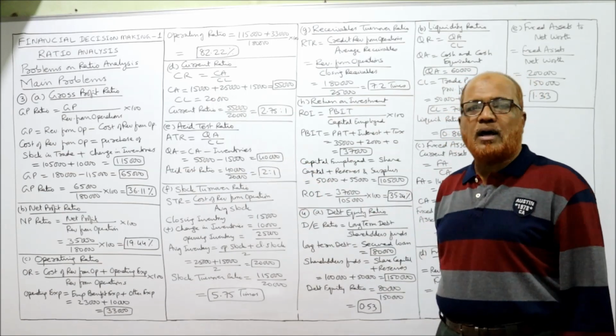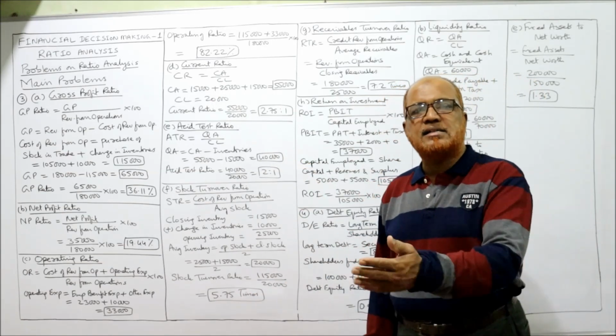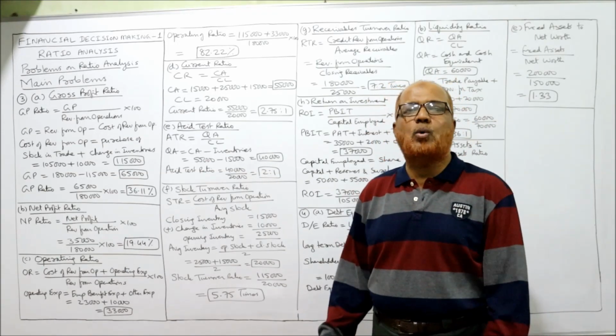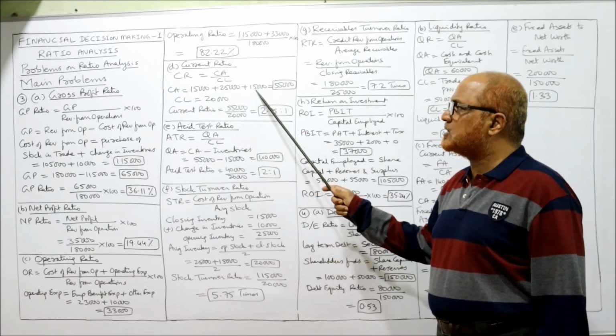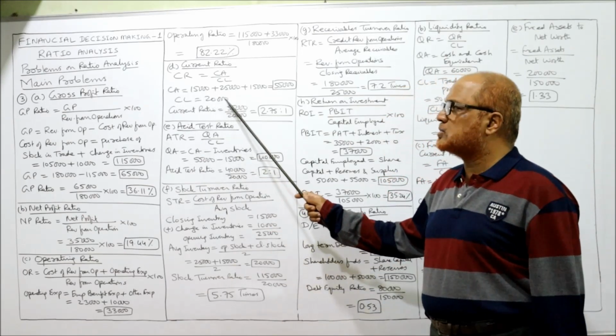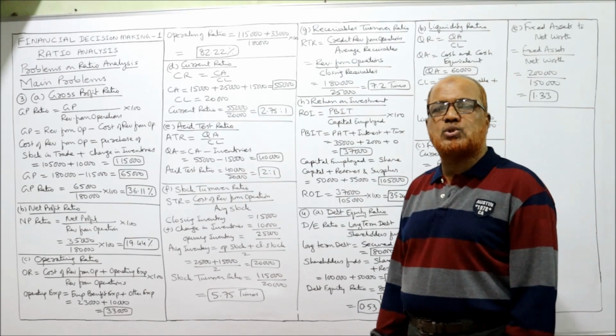Next it is asking you current ratio. Very easy. Current assets by current liabilities. Current assets are given always three: inventories, trade receivable, cash and cash equivalent. So here I have taken inventories, trade receivable, cash and cash equivalent 55,000. And current liability only one is given, 20,000. So current ratio 55 divided by 20, 2.75 is to 1.